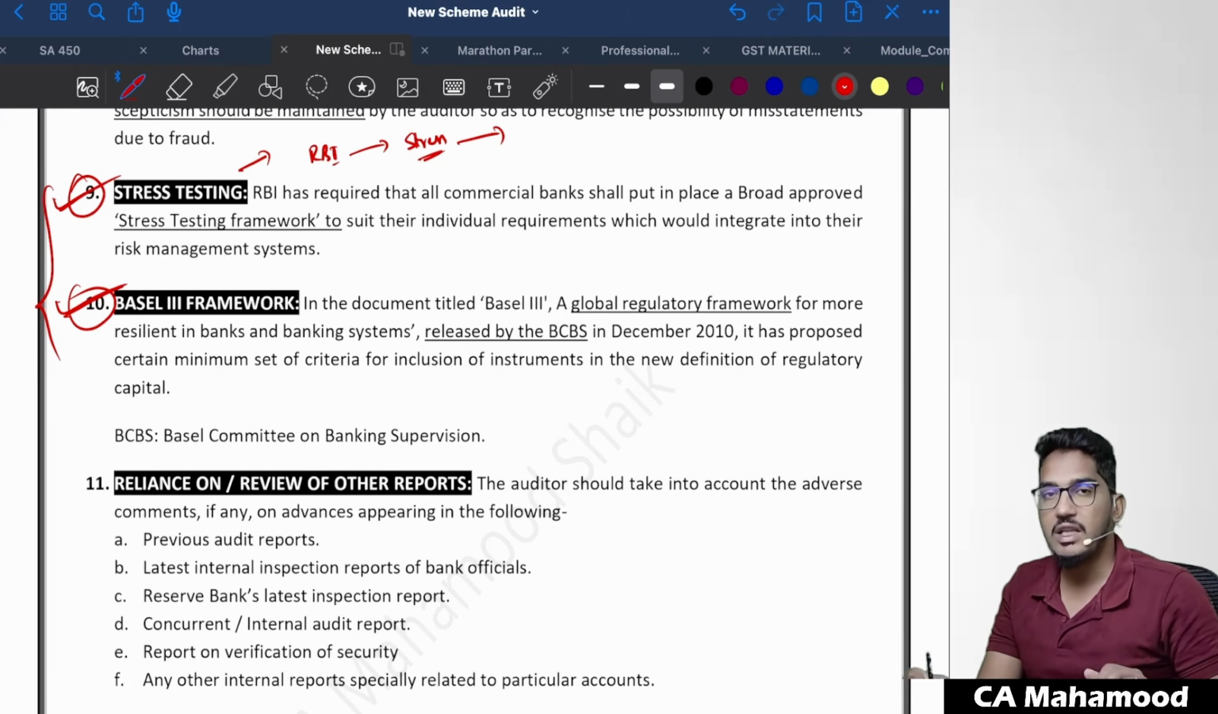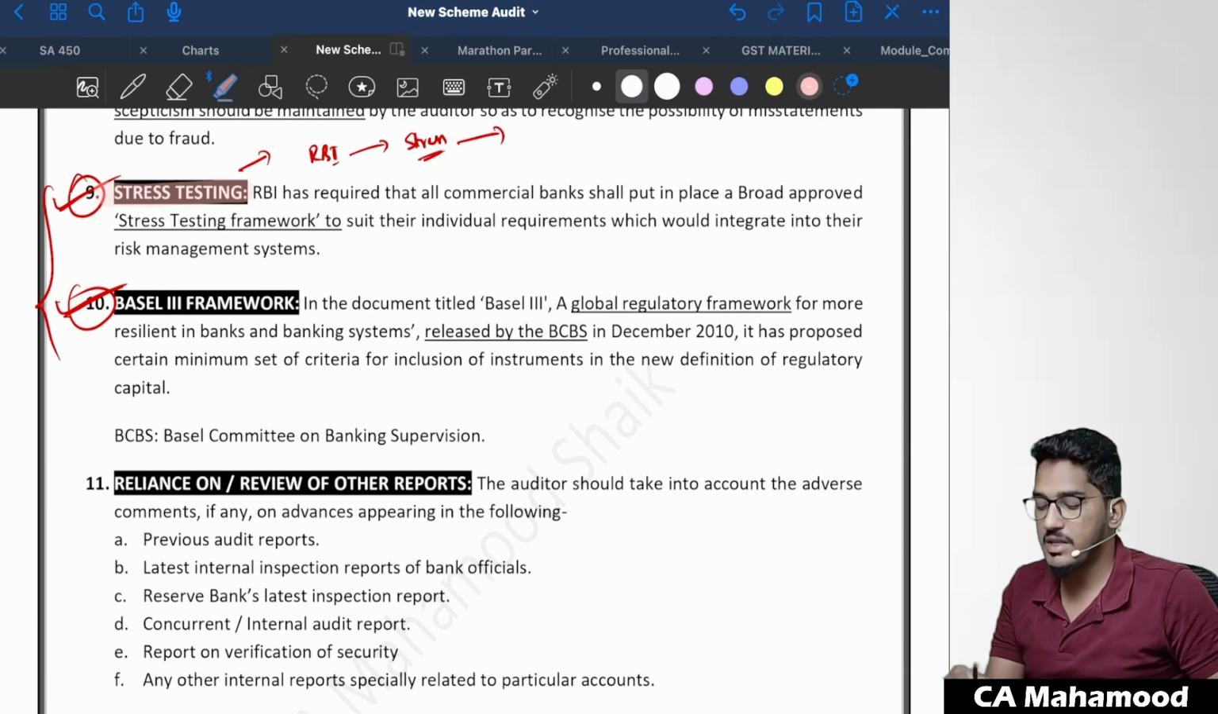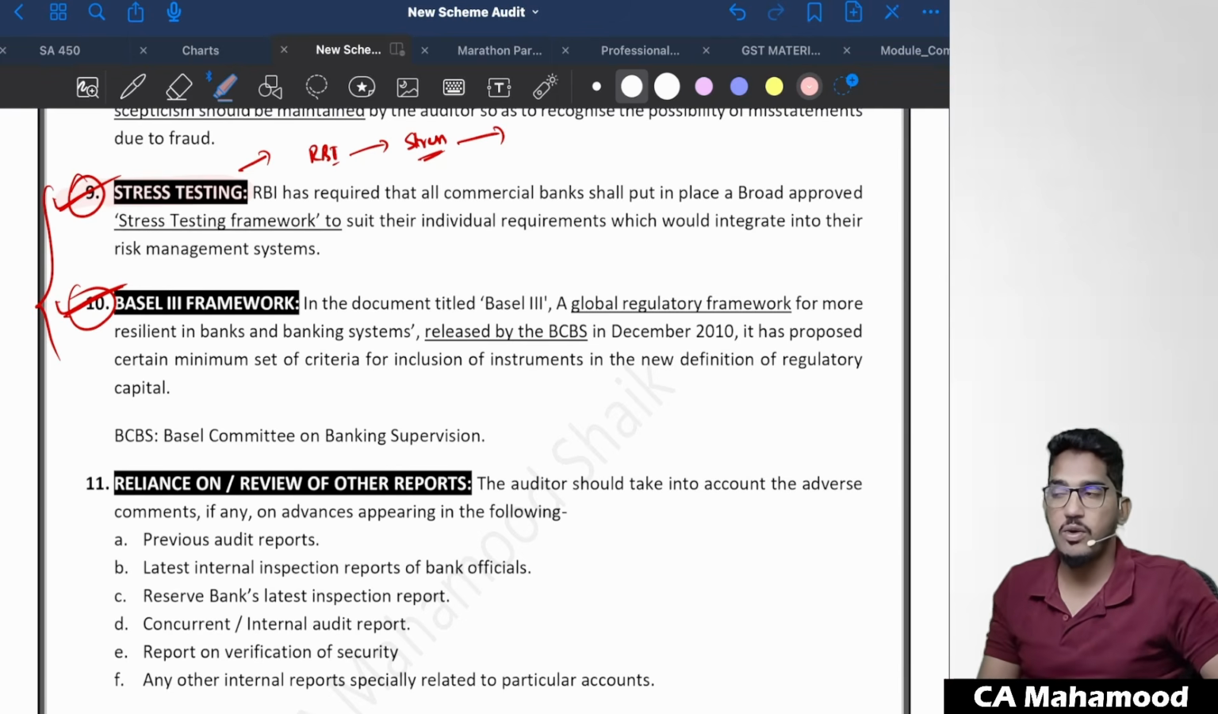If they follow that, they will be able to withstand recessions. If at all any economic collapse happens, banks should be able to withstand it. Banks also should not collapse. So in order to strengthen the banks, RBI has given certain rules and regulations and gave it a name called stress testing framework. So as an auditor, our responsibility is to check whether the bank has really complied with the requirements of the stress testing framework or not. That we need to check and give a comment on that as well.